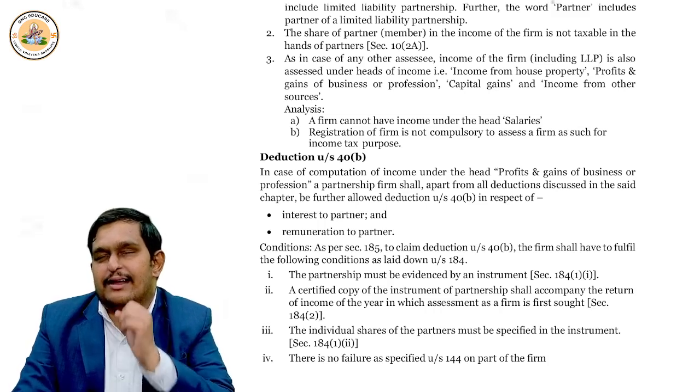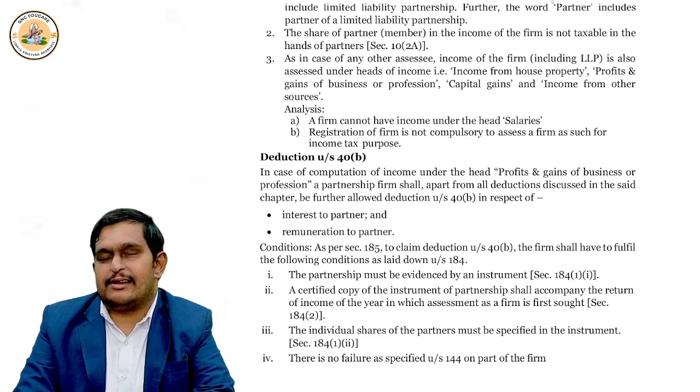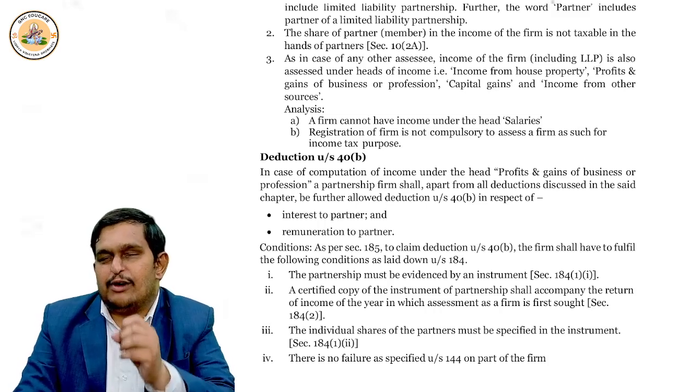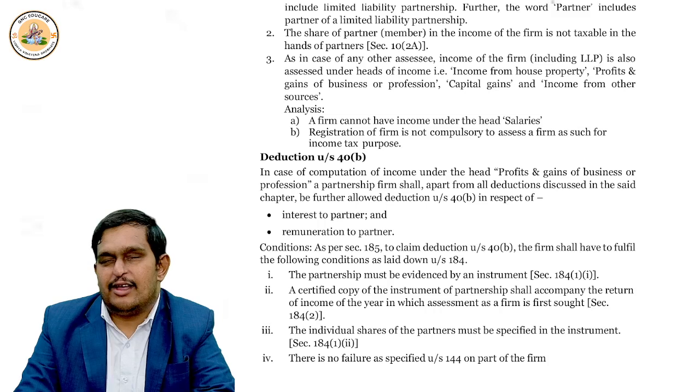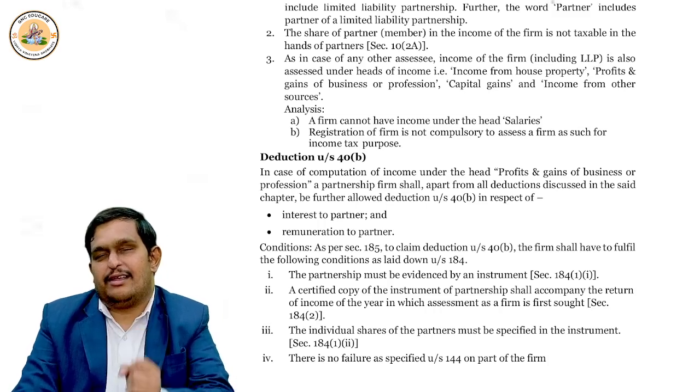Interest to a partner. So whatever interest is paid by the firm to the partner, that interest is considered. Second one, remuneration to the partner. That is also an expenditure. So basically, the firm is paying interest, the firm is paying remuneration. These two are expenditures for the firm, correct? So that's why they are deductible under section 40B.